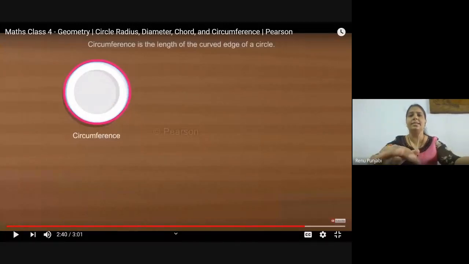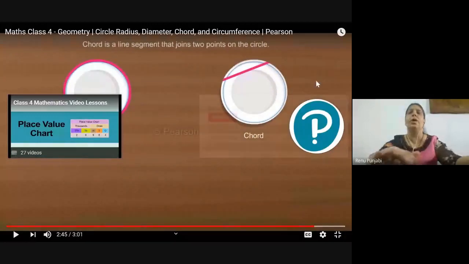And then next, now measure the diameter of your circle. No, not the diameter. You have to now measure the chord of your plate. What do you have to measure? Tell me. Please write in the chat box.